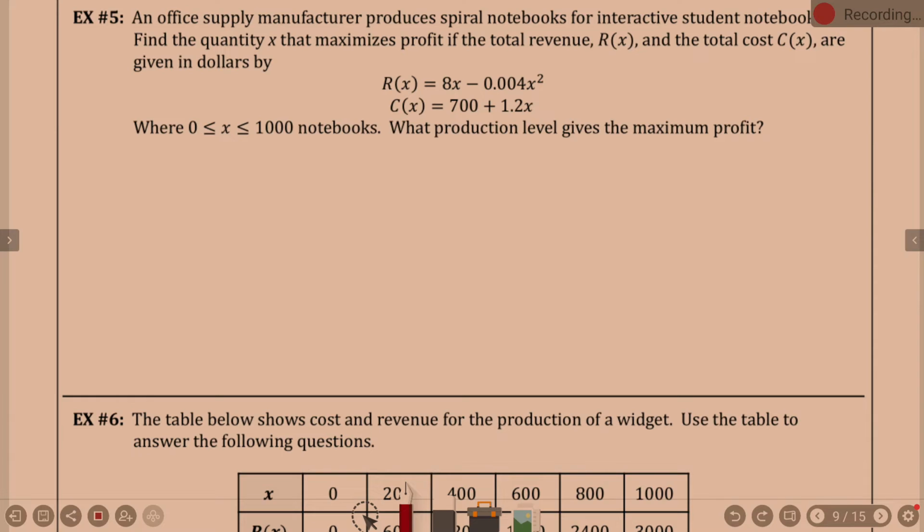So what did we just read on the previous page? Maximum profit can occur when? Marginal cost equals marginal revenue. So what do we need to start off finding? Yeah. Marginal revenue, marginal cost.